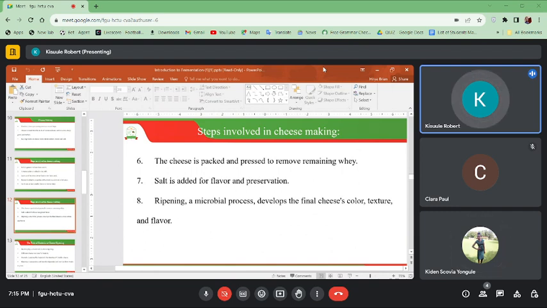We are also looking at ripening, a microbial process that develops the final cheese color, texture, and flavor. We understand that cheese is yellow in color. Some people call it cream, but I prefer the color that is closer to me, which is yellow. Like we had said, after pasteurizing the milk, a starter culture is added to the milk. Then lactic acid bacteria convert lactose into lactic acid. Then also rennet, we could call this lactobacillus.